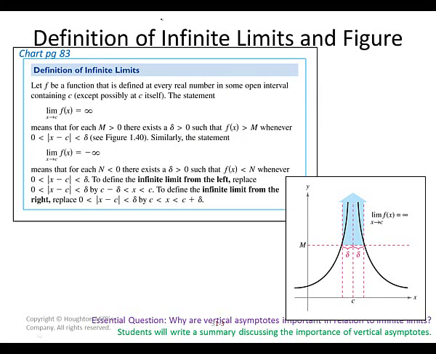We're not going to look at all of this because I don't do delta epsilon proofs anymore. Basically what this is saying, the official definition, okay, is let f be a function that's defined at every real number in some open interval containing c. The statement limit as x approaches c of f of x equals infinity means that there's some value m that's greater than 0. Yeah, we're not even going to go through it. Don't worry about it. I don't know why I even have it in there.